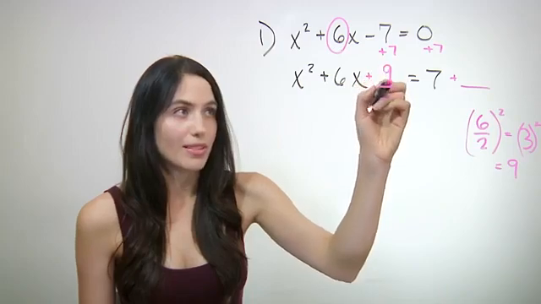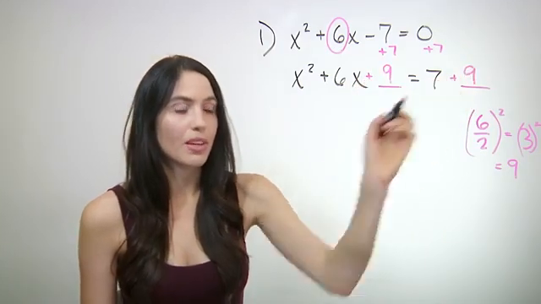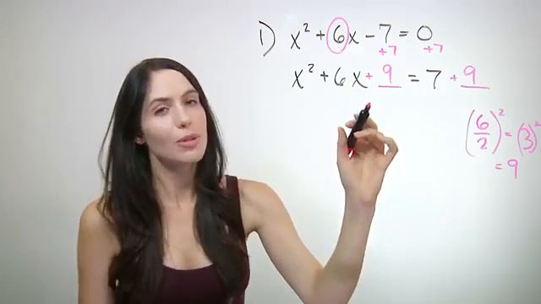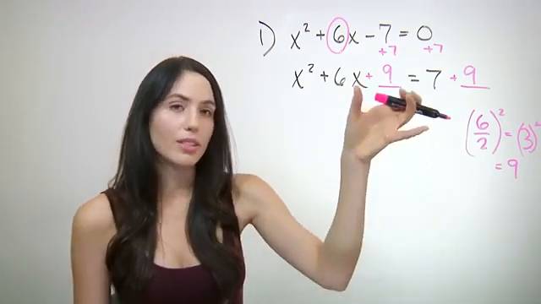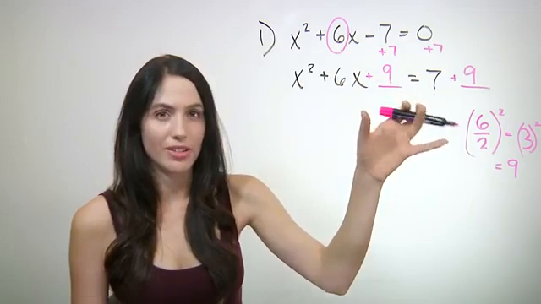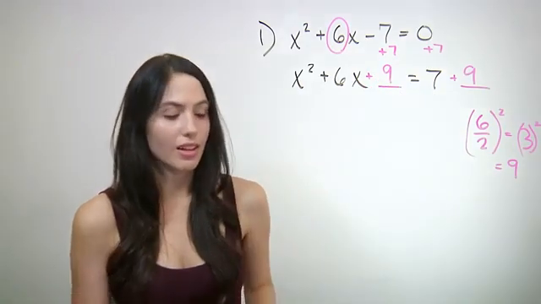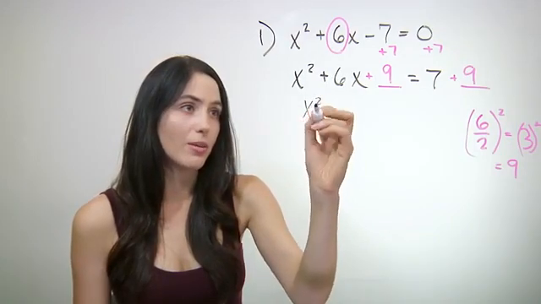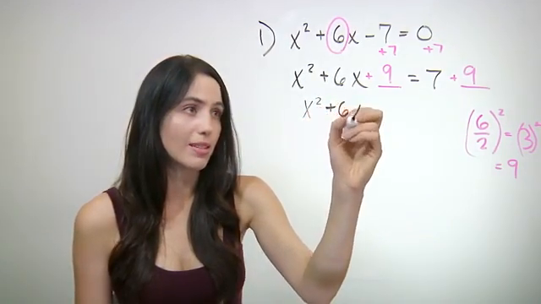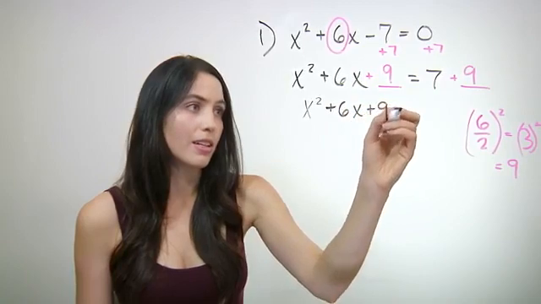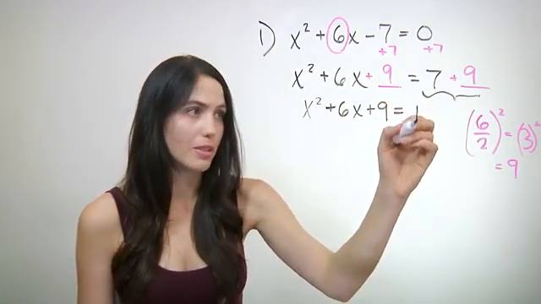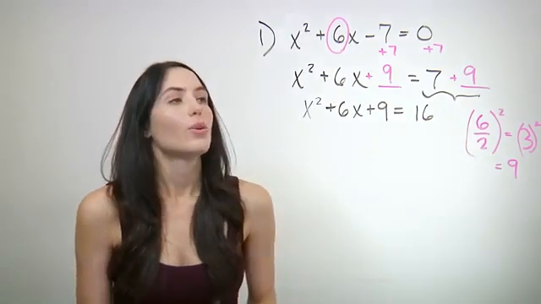So here we fill in plus 9, plus 9. We've added the same thing to both sides. What you do to one side, you must do to the other, so that we don't change the overall value of the equation, so that it's balanced. Okay, so then the next line, that simplifies to x squared plus 6x plus 9. On the right side, we can combine these numbers into 16. 7 plus 9, 16.